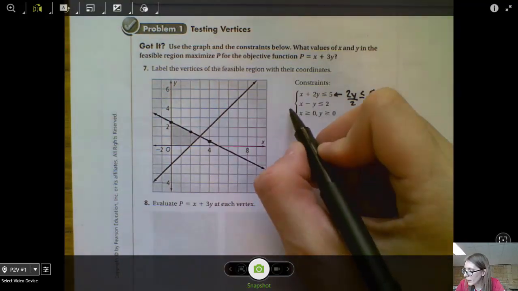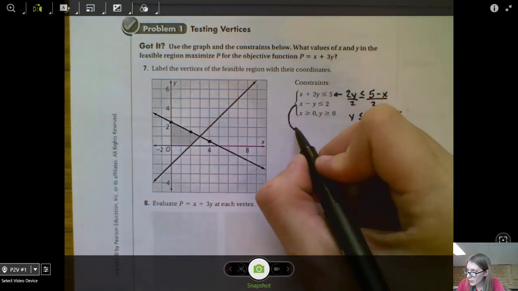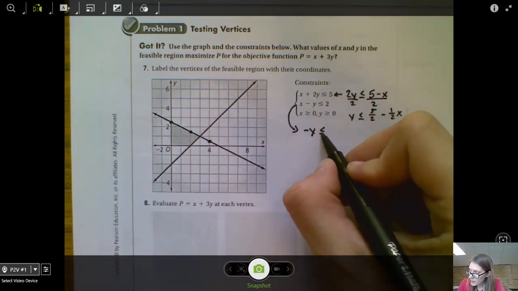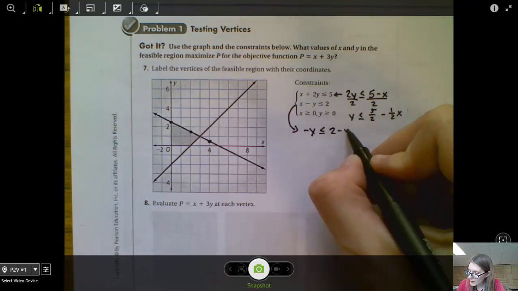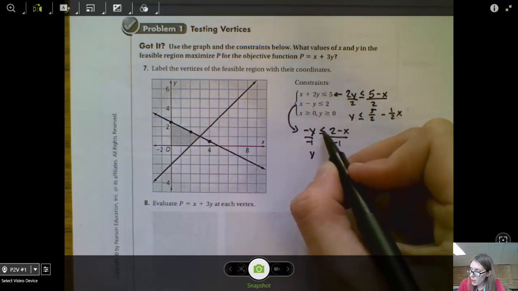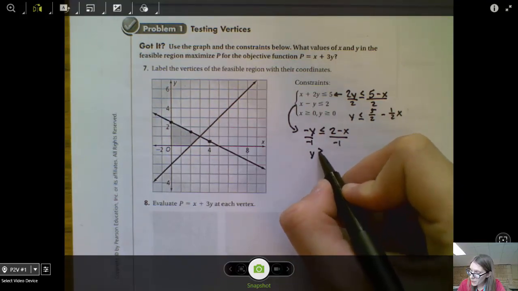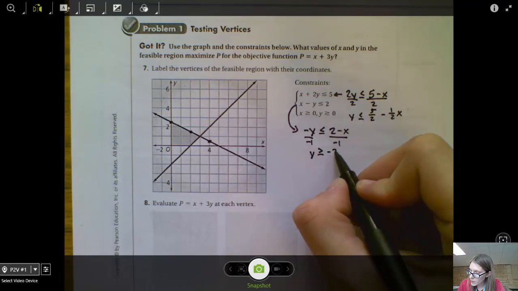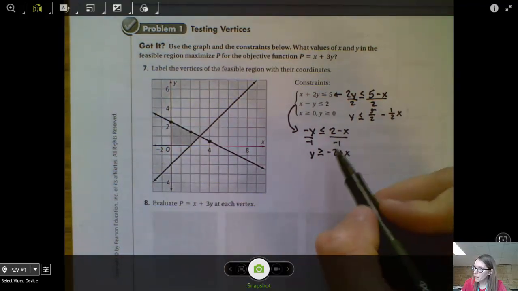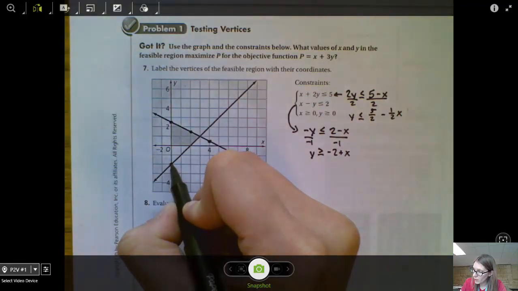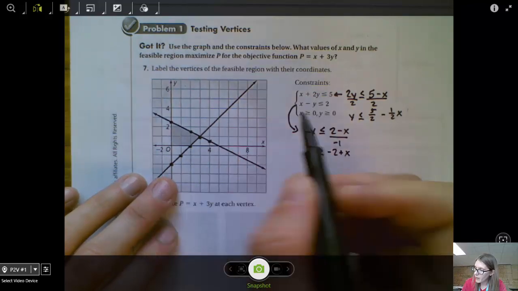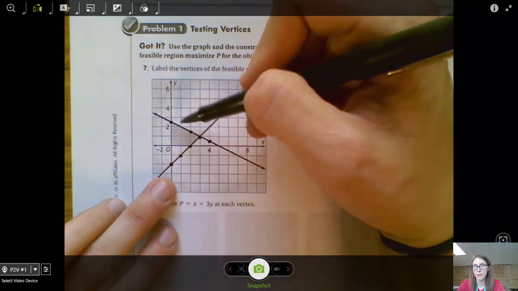Right here, x minus y is less than or equal to 2. If I try to get this in slope-intercept form, I'd have negative y is less than or equal to 2 minus x. Divide by negative 1, but remember when we divide by that negative 1, we also have to flip our inequality symbol. So y is greater than or equal to negative 2 plus x. All right, so right here, my y-intercept is negative 2, and my slope is 1. Up 1 over 1, up 1 over 1, up 1 over 1. Greater than or equal to, we would shade above.